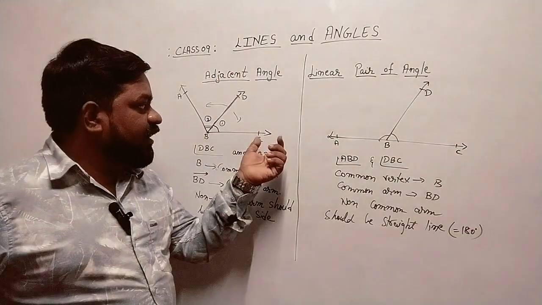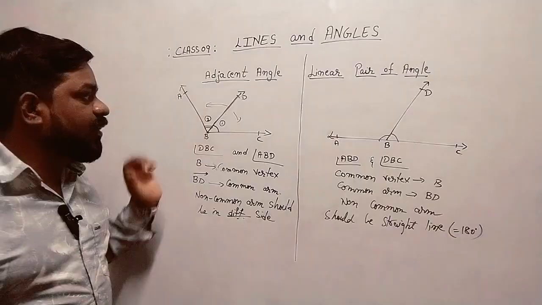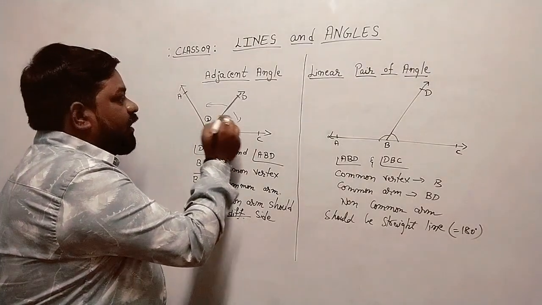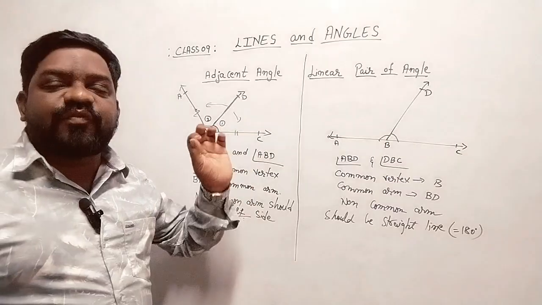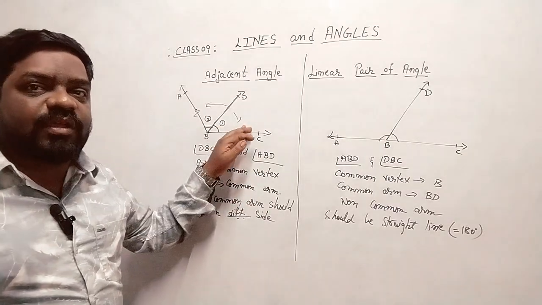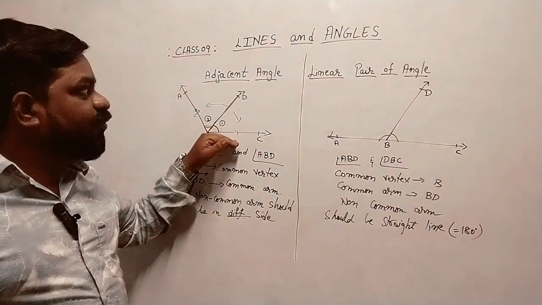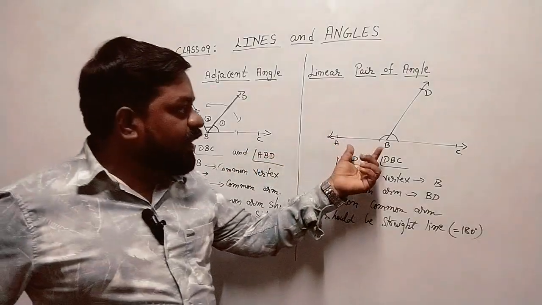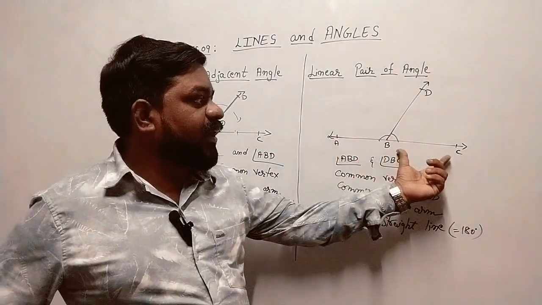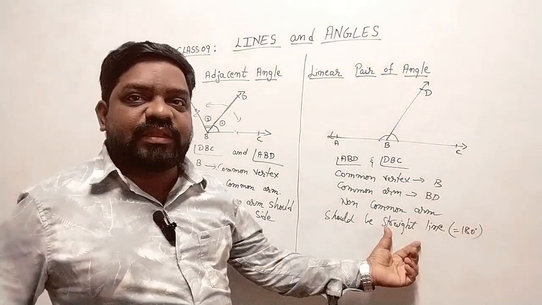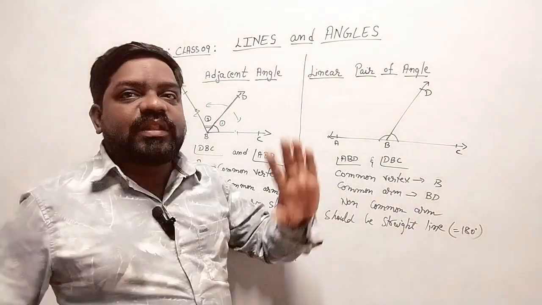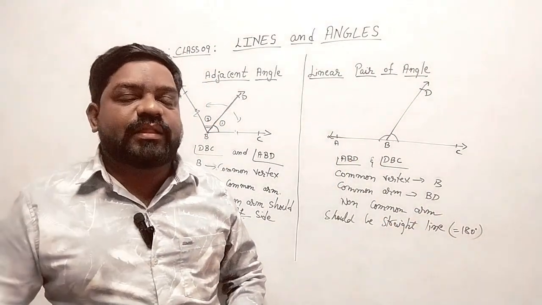You can see the difference here, the non-common arms. So these are the non-common arms. These non-common arms are not forming a straight line, it is not forming 180 degrees, therefore it is an adjacent angle. Here the non-common arms, that is AB and BC, are forming a straight line which is equal to 180 degrees. So we call it a linear pair of angles.